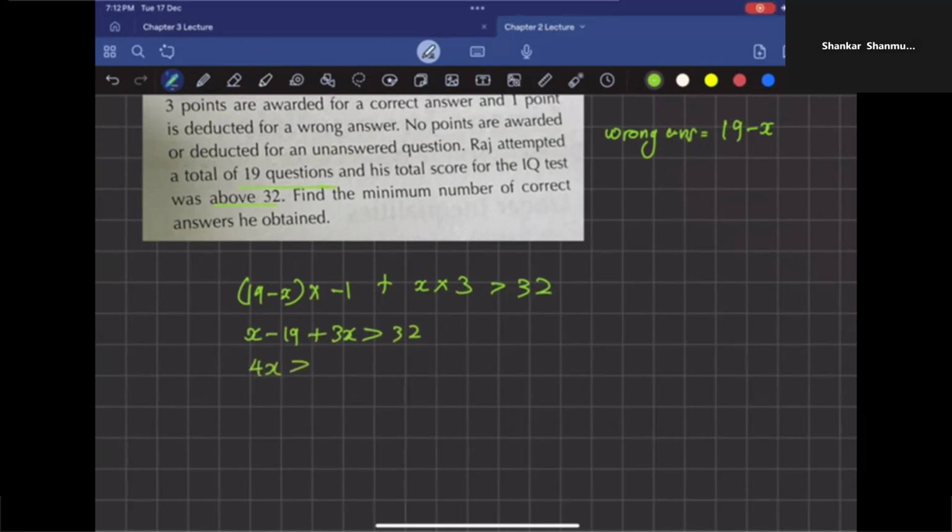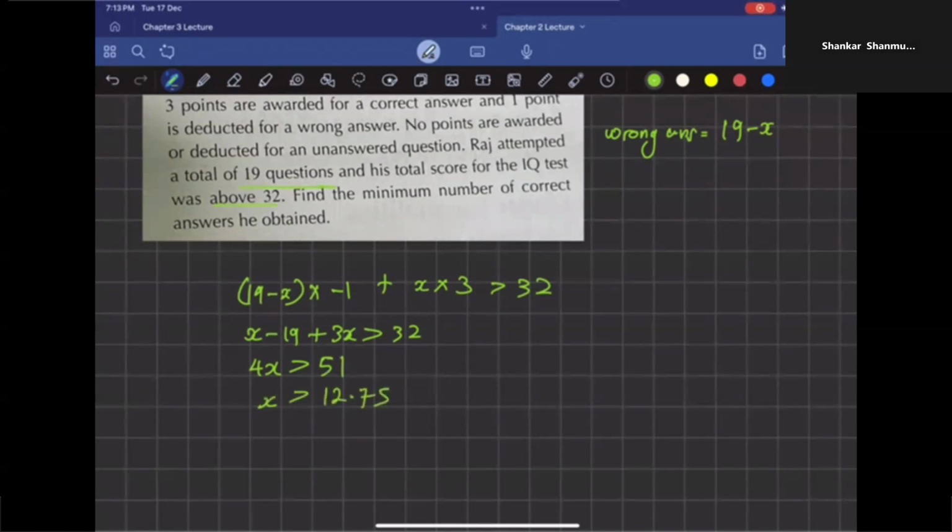4x is more than, wait, let me get my calculator. 32 plus 19 should give 49. Sorry, 51. Okay, it goes to 51. x is greater than 51 divided by 4, which is 12.75.